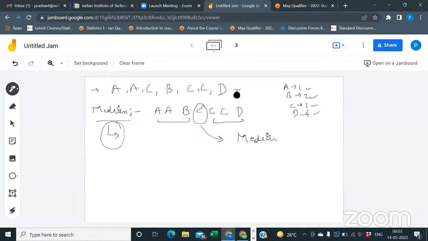Median we cannot find without the ordering. For median you must order the data. That's why median cannot be calculated for nominal data, because nominal data is something which you cannot order, right?